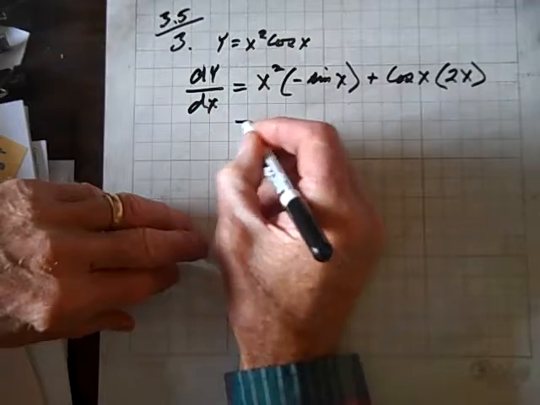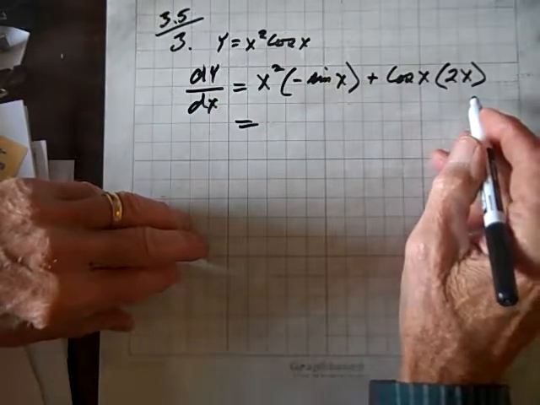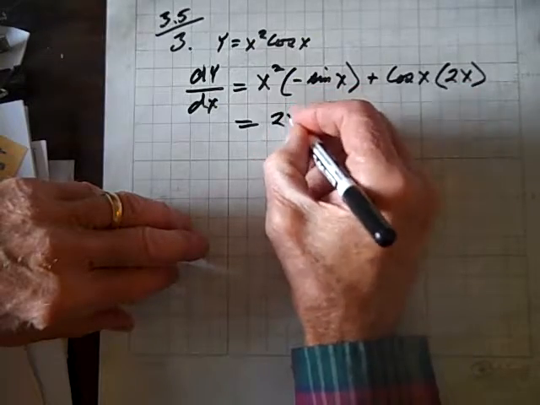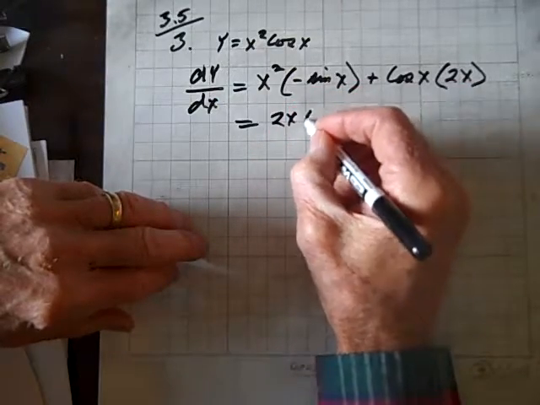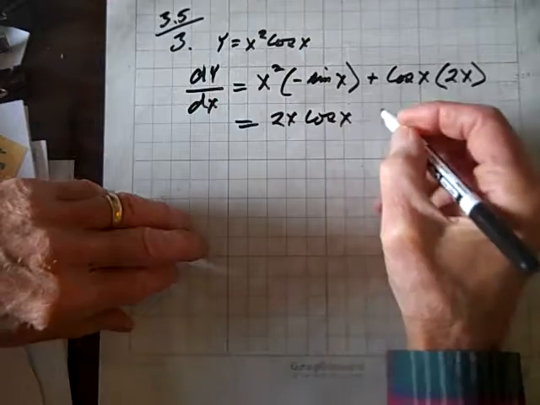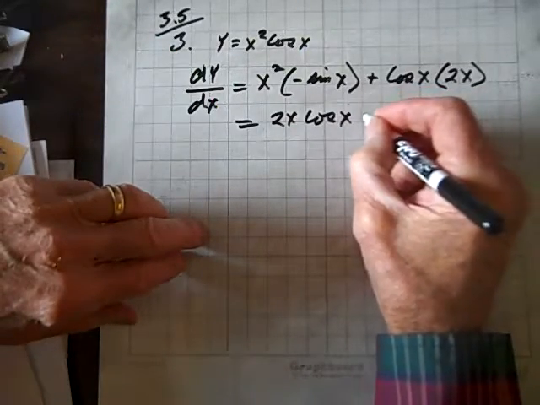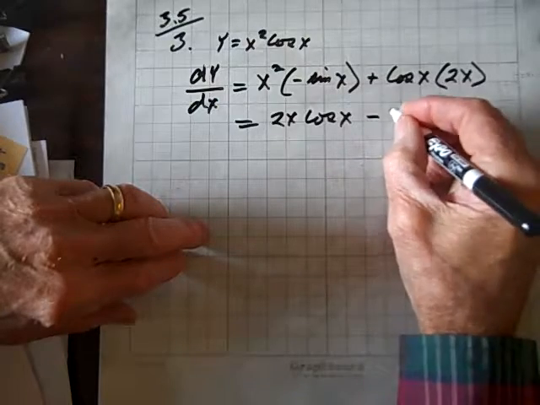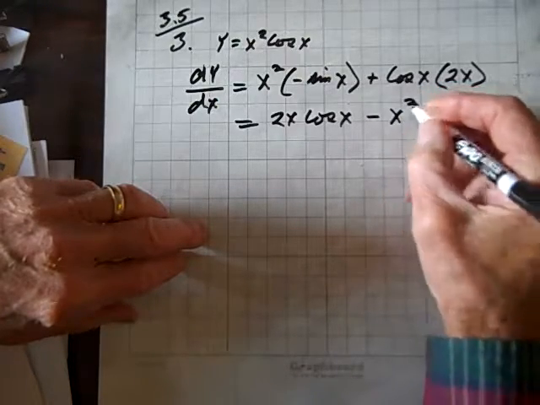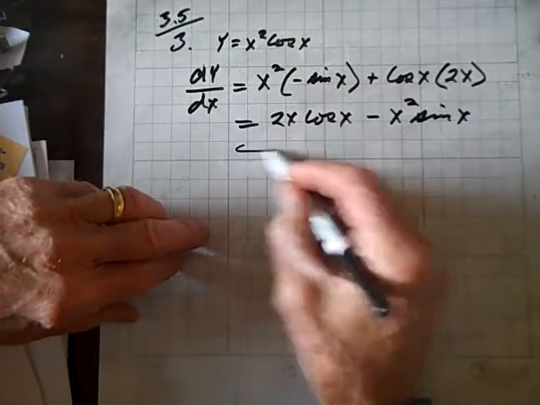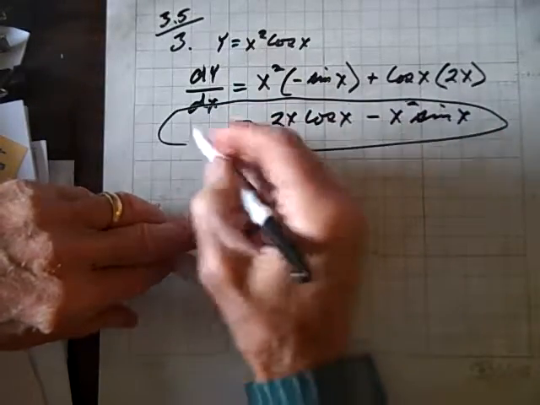So now let's clean this up. I'll always lead out with a positive. So the positive term here is 2x cosine of x. And why lead out with a positive? It's just easier to read. It's in our comfort zone. It's nicer. So minus x squared sine x. And we're done. There's our dy dx.